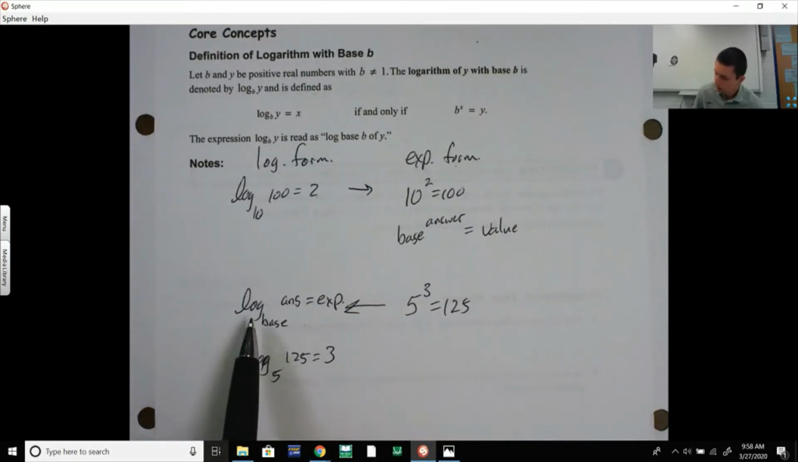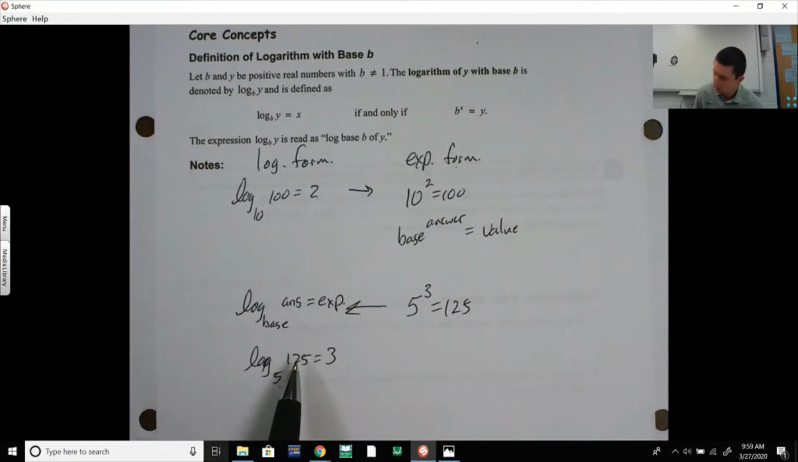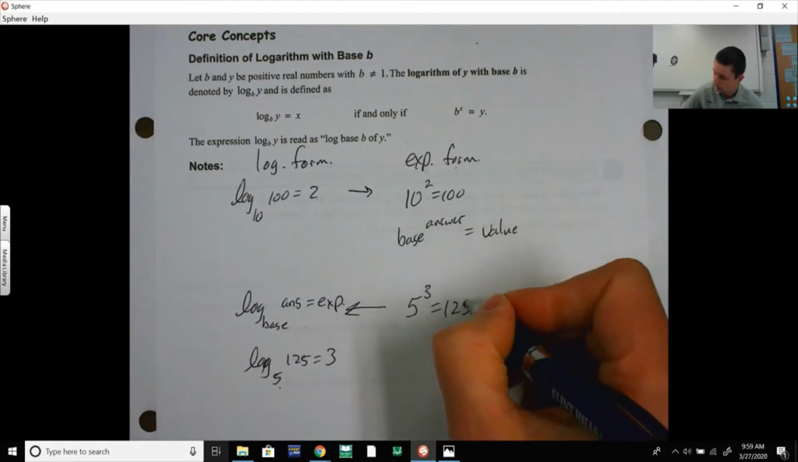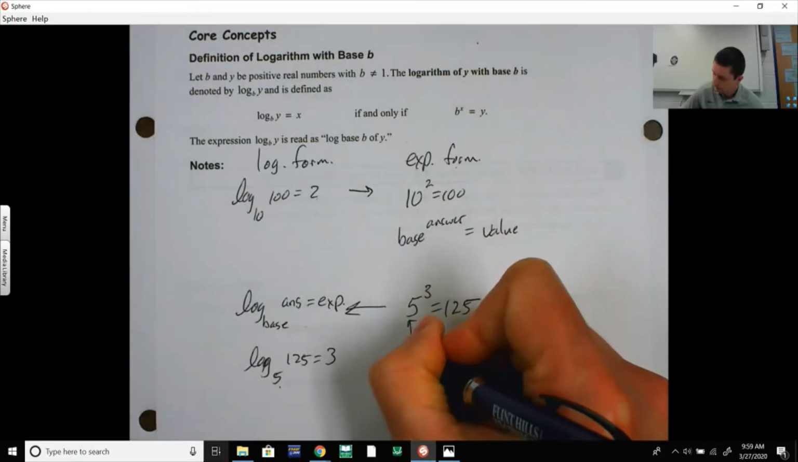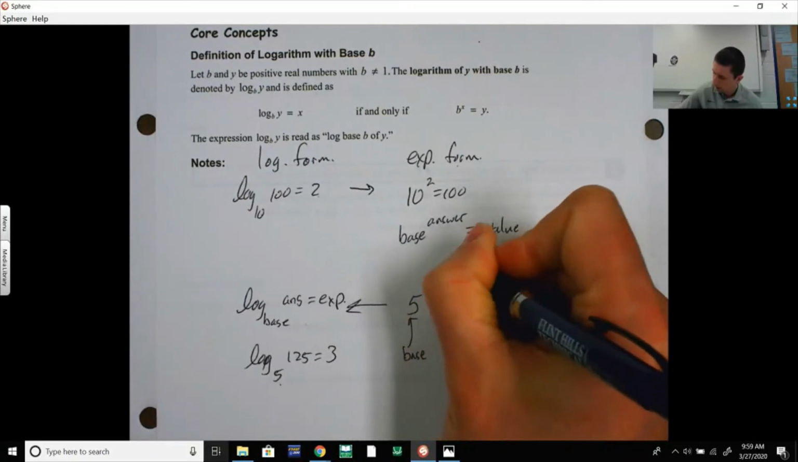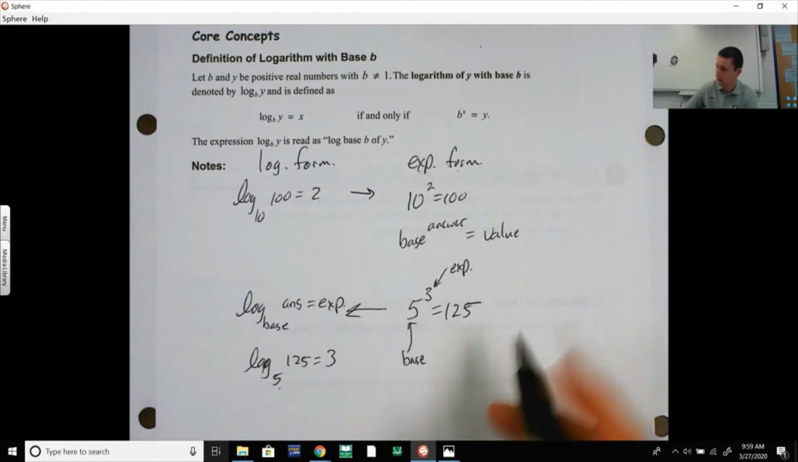Oh, there we go. So log base 5 of 125 equals 3. So that's your base. That's your exponent. Okay, there's your answer.